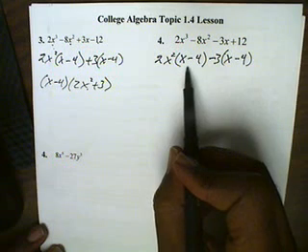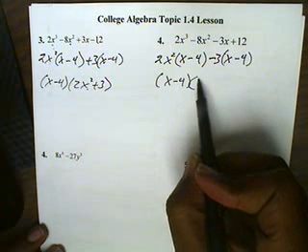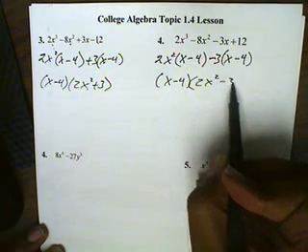Now the greatest common factor is x minus 4. So we'll take that out. And that leaves the factor of 2x squared minus 3.